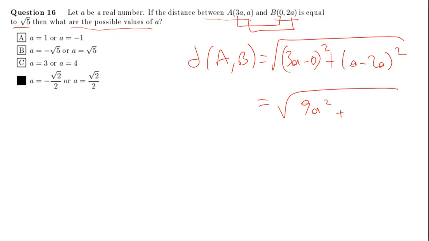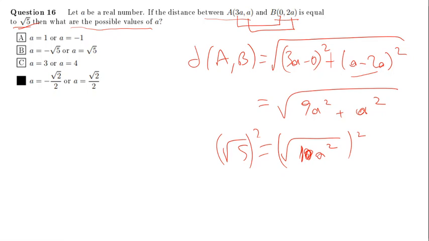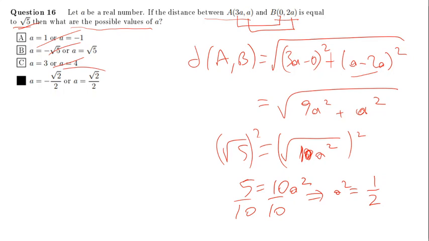So this will give you 9A squared plus minus A squared, which is A squared. So it will be square root of 10A squared, and this will be equal to square root 5. Then you take the square of both sides, and this will be 5 is equal to 10A squared. We divide both sides by 10 and end up with A squared is equal to 1 over 2.